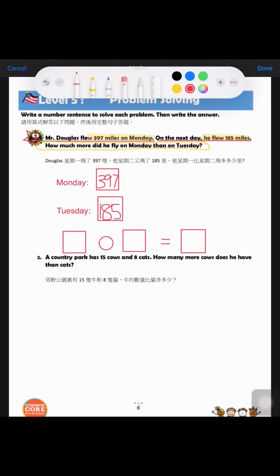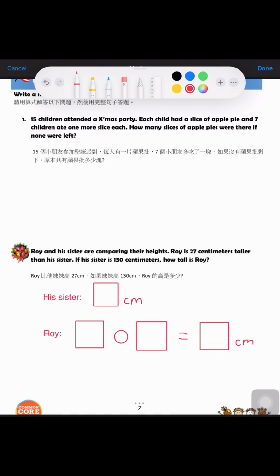Then how much more miles did he fly on Monday than on Tuesday? We can subtract 185 from 397. Which equals to 212 miles. Let's move on to page 7.